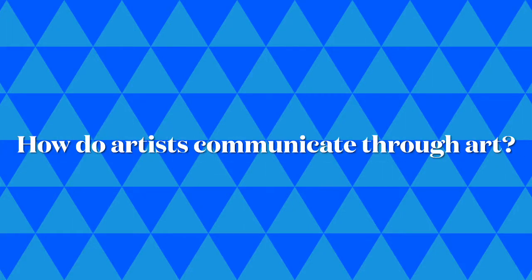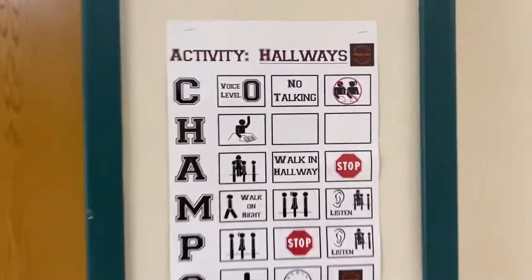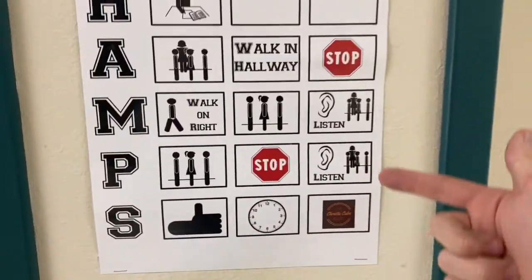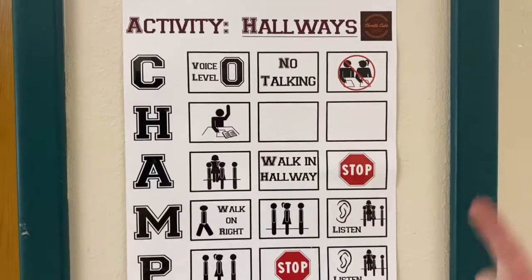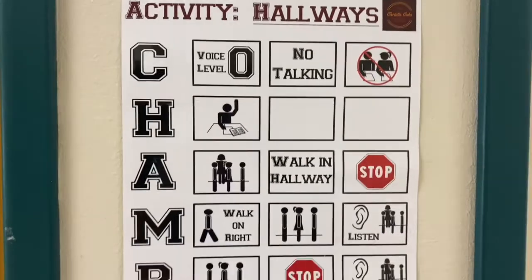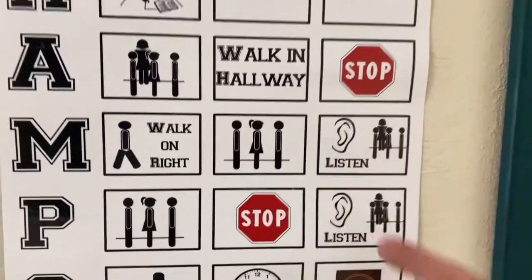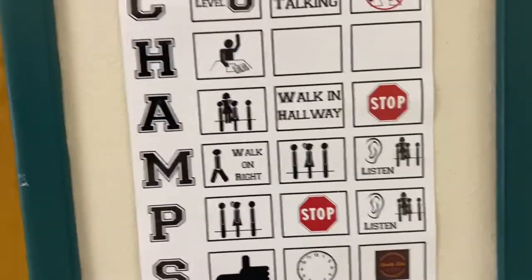Hi, first grade. Today's question is, how do artists communicate through art? Let's take a look around and see if we can find things for communication. Aha! Look, someone had to design all of these little images because we have students at school that don't know how to read yet. So we have to make sure that we have things that tell them what to do. These images communicate to us.